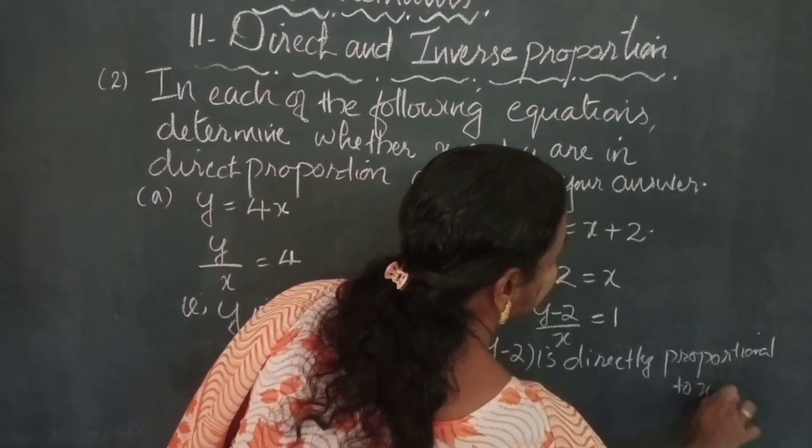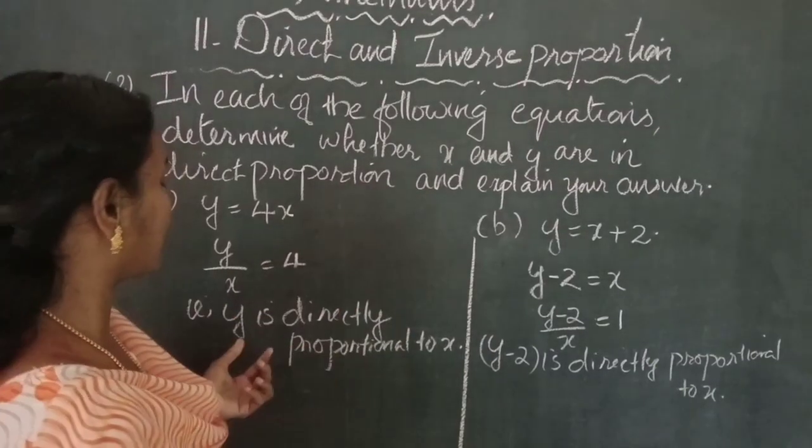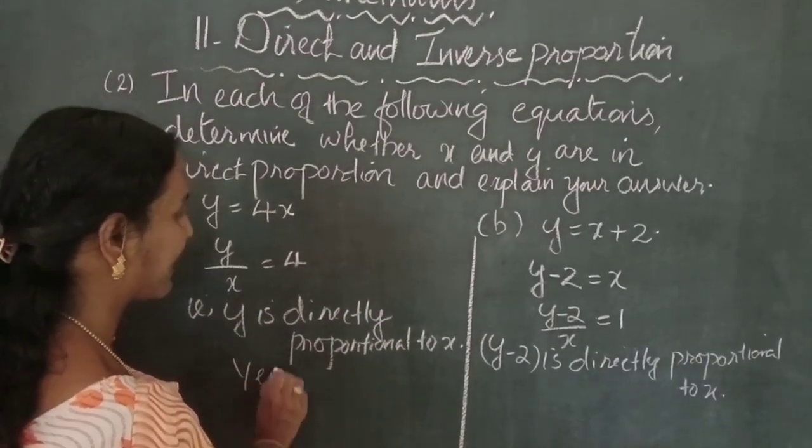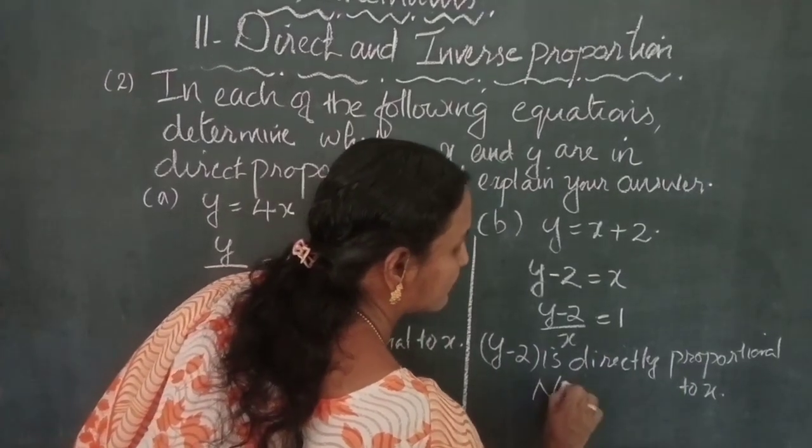So, determine whether x and y are in direct proportion. Here in option A the answer is yes, they are directly proportional. Here y minus 2 is directly proportional, so the answer is no.